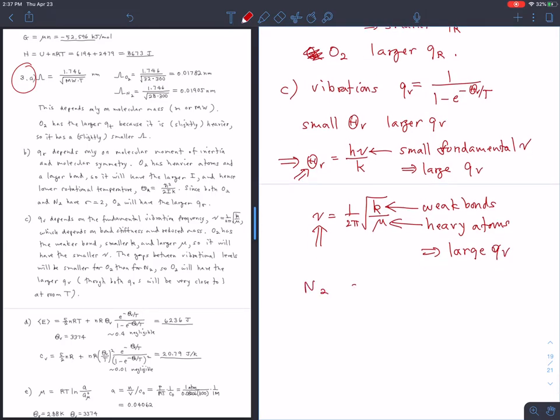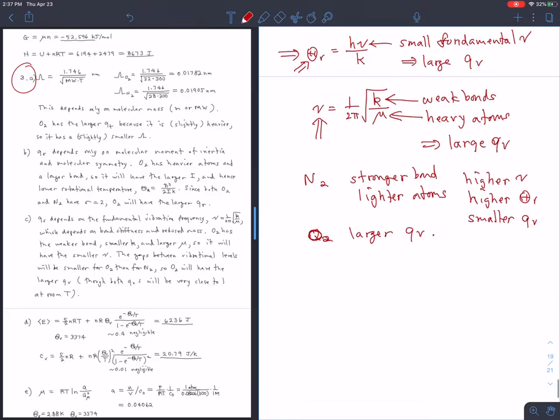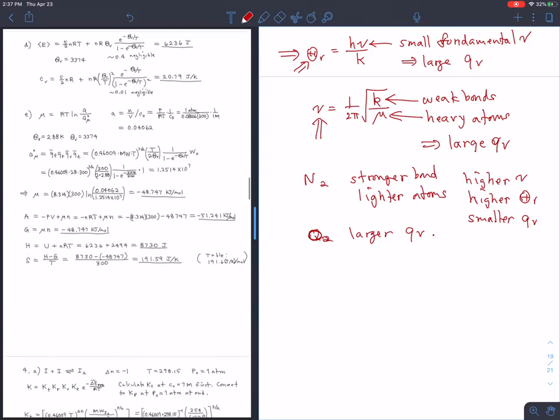So N2 has a stronger bond and slightly lighter atoms. And therefore it'll have the higher fundamental frequency, and therefore it will have a higher vibrational temperature, and therefore it will have a smaller QV. And O2 will have the larger QV. All right, so that's the preliminaries. Now let's talk about the actual calculations. That's parts D and E here.